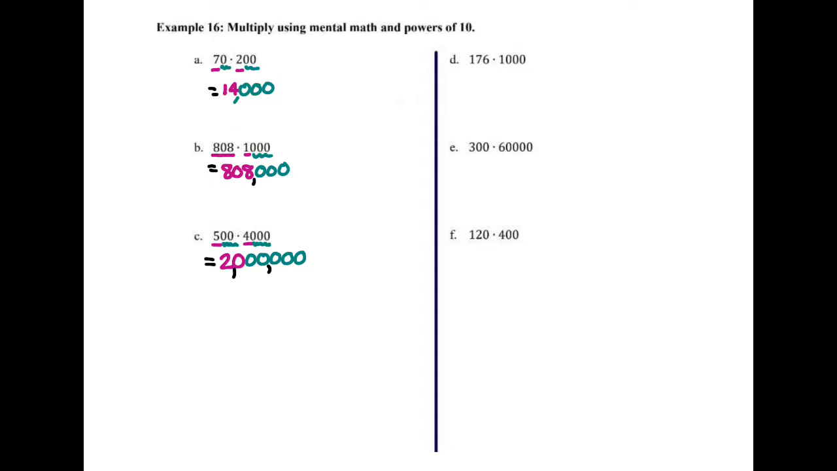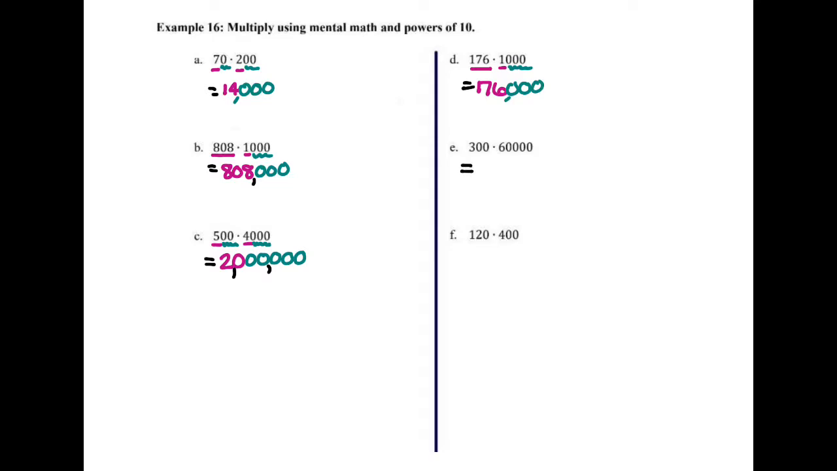Kind of fun. All right, over here we have 176 times 1. So that's just 176. And then the 3 zeros we left off. So 1, 2, 3. 176,000.